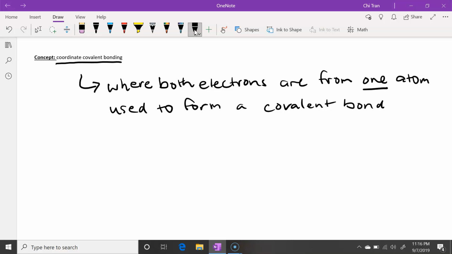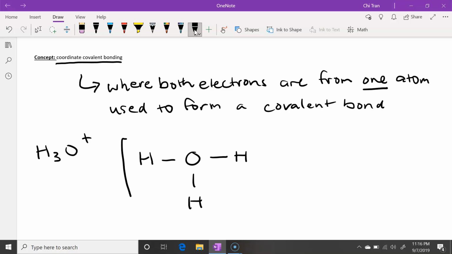And an example of coordinate covalent bonding is the molecule H3O+. And so it's best to visualize it if we were to draw out a Lewis structure of this molecule. So we would have something looking like this. So the coordinate covalent bond occurs between oxygen and H because oxygen is donating both of its electrons to hydrogen.